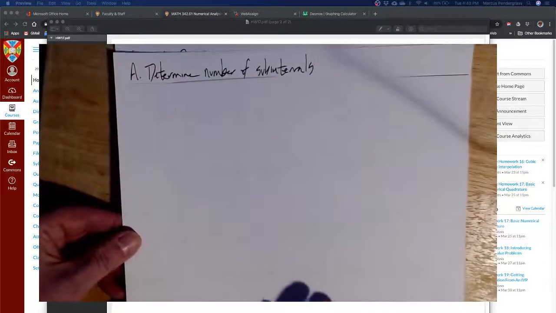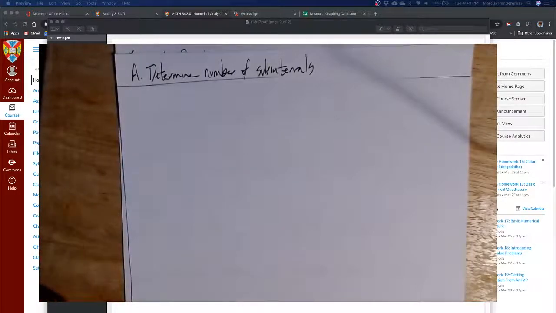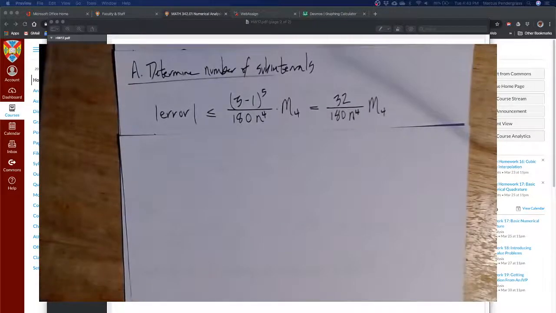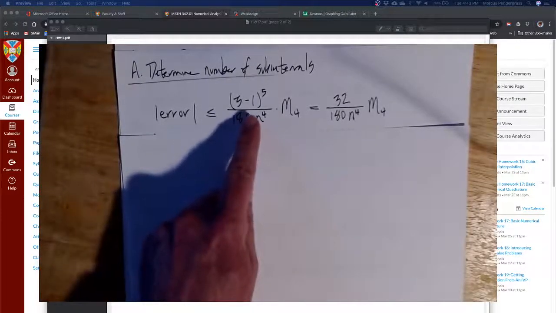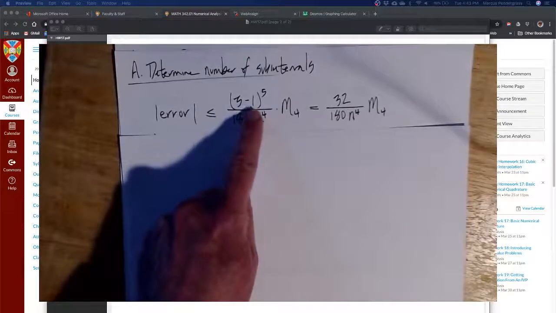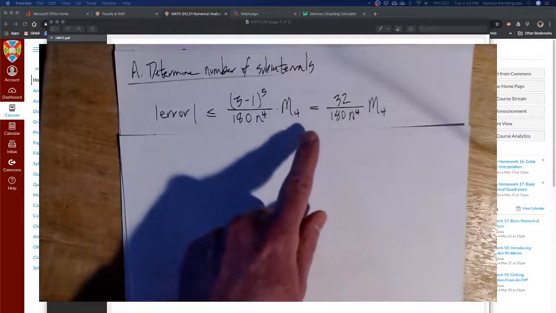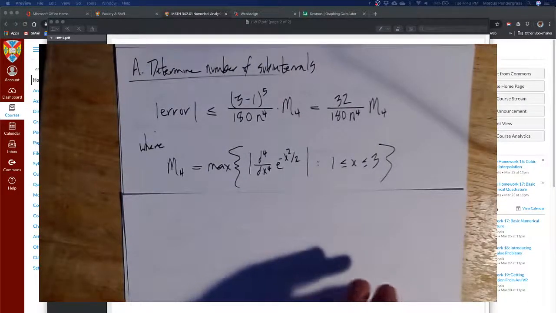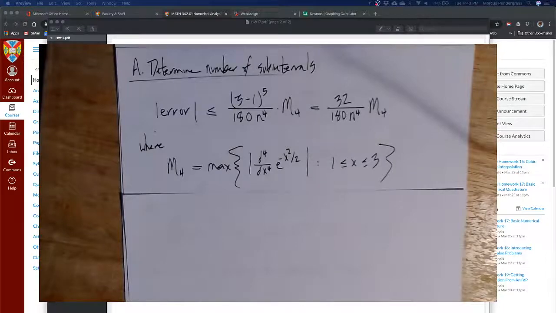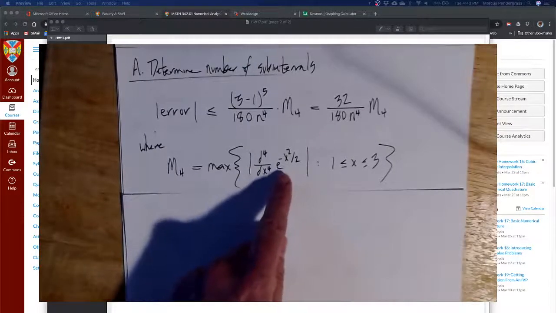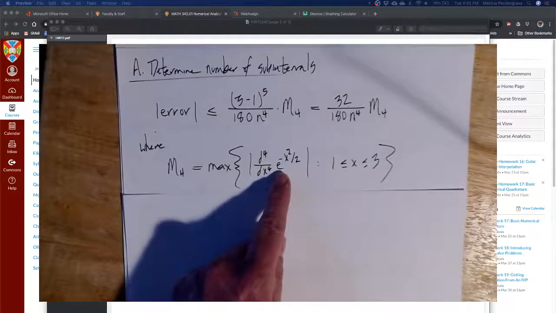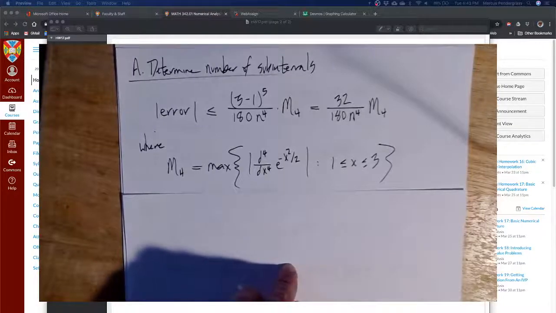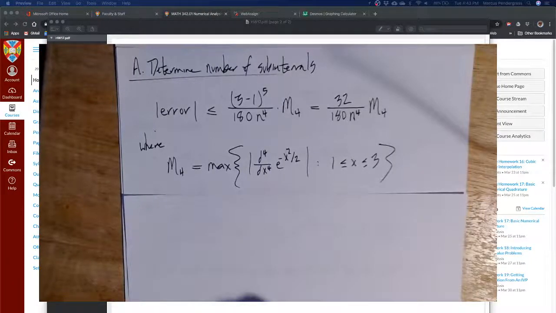We'll first determine the number of subintervals. So we just plug in the values we have for our function. The region of integration is from 1 to 3, so my b is 3, my a is 1. And we get this, and then a lot of the work is really in determining these constants, the M4 in this case, which will be the fourth derivative of the function I'm trying to integrate, so that's e to the minus x squared over 2, in absolute value, and I want to maximize that as x runs across my region of integration from 1 to 3.